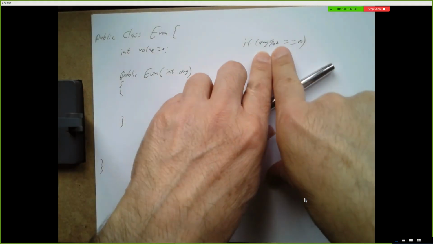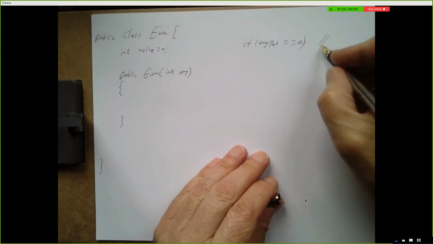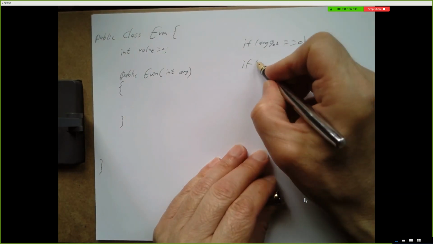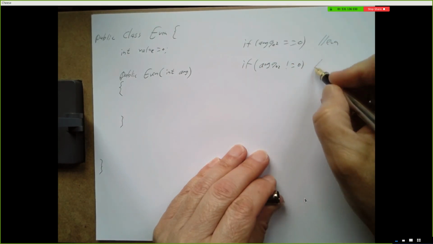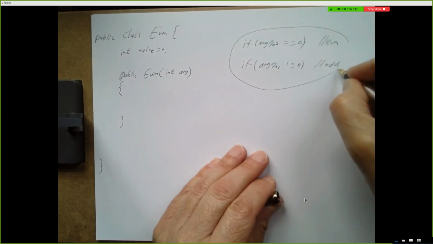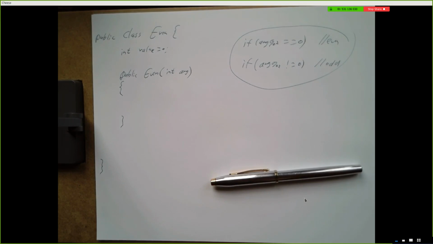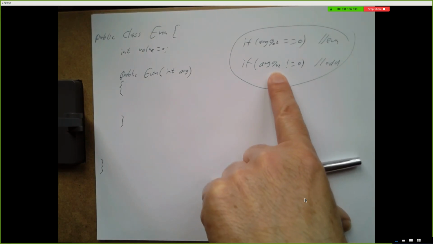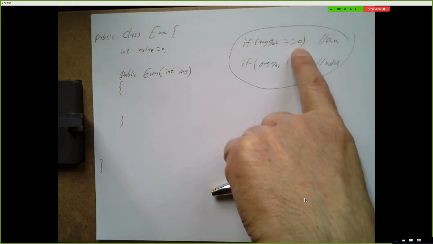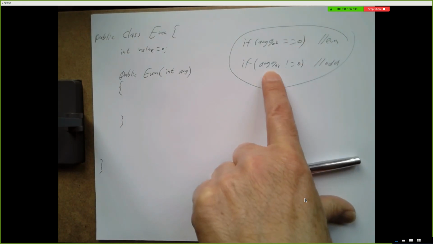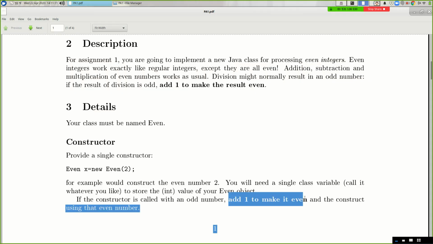If this thing modulo 2 is equal to 0, then it's even. If this thing modulo 2 is not equal to 0, then it's odd. And stick with those. Don't check to see if it's equal to 1, because if it's a negative number, this could end up being negative, right? But if positive or negative, if it's divisible by 2, arg mod 2 will be 0. And if it's not divisible by 2, arg mod 2 will be non-zero. Okay, so that's a helpful hint.